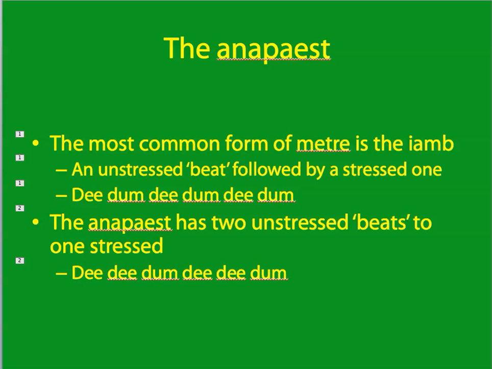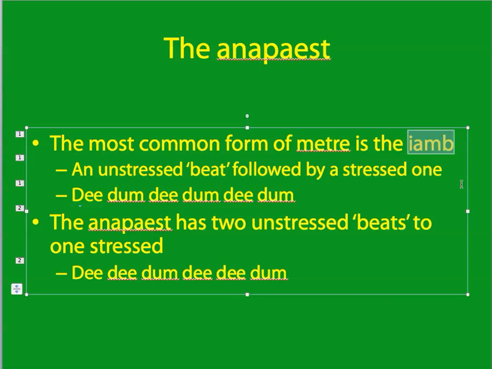So what about an anapest? Well, let's think first of all about what we mean by an iamb. Now an iamb is the most common form of meter. It's probably the first one anyone learns, and it's the de-dum, de-dum, de-dum, an unstressed beat followed by a stressed one. You can hear that again. De-dum, de-dum, de-dum, and the stress is on the dum.